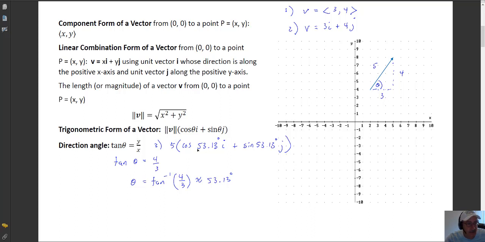Now, did you want to check this on your calculator? Once again, if you distributed the 5 times the cosine of 53.13, you would get a number very close to 3. Now, remember, we approximated that, so it could be like 2.99999 or 3.00001. And if we took the 5 and multiplied it by the sine of 53.13, we would get a number close to 4.